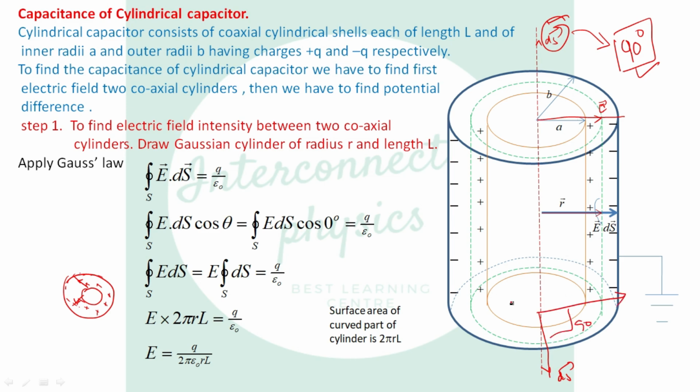But in the curved part of the cylinder, you see the electric field is in this direction, radially outward, and if we consider a small area element ds here, then the area vector will be directly outward and normal to the surface, and E vector and ds vector are in the same direction. So for the curved part, the angle between ds vector and E vector will be 0. So E ds cos theta, and theta is 0 degrees, cos 0 is 1. So E ds equal to Q over epsilon naught.